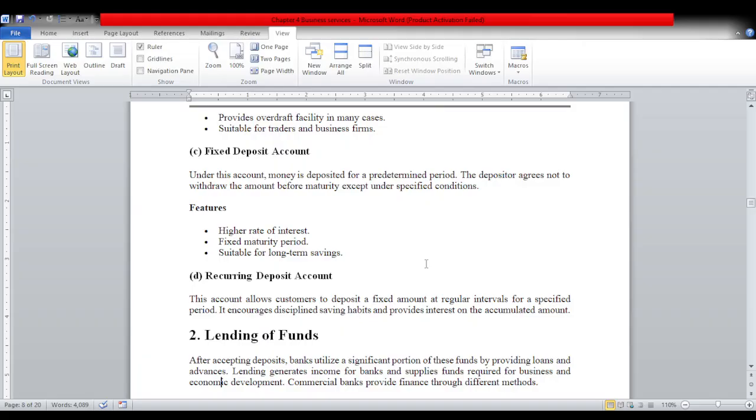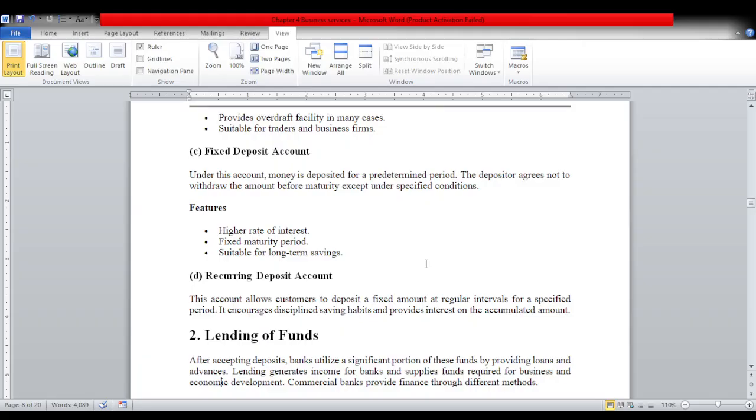So these are the four major accounts that will help you accept money from the customer, from the consumer, and customers can open different types of accounts in a particular bank, whether it's related to saving, current account, fixed deposit, or recurring deposit.